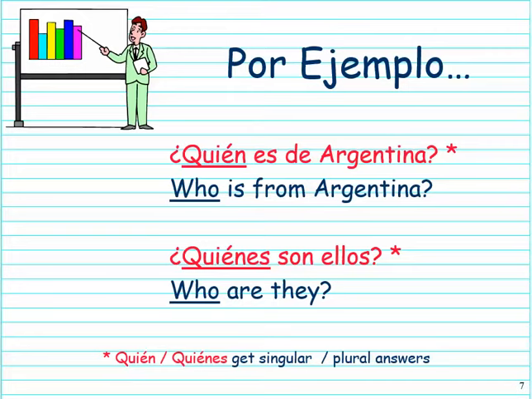Más ejemplos. ¿Quién es de Argentina? Who is from Argentina? ¿Quiénes son ellos? Who are they? Like cuál, quién and quiénes can be singular or plural. Quién is when you're asking about one person, and quiénes is for when you are asking about more than one person.